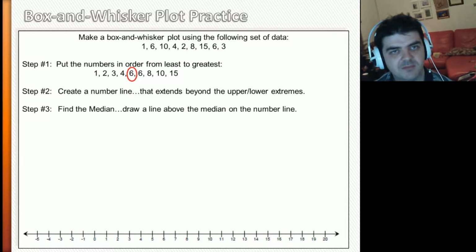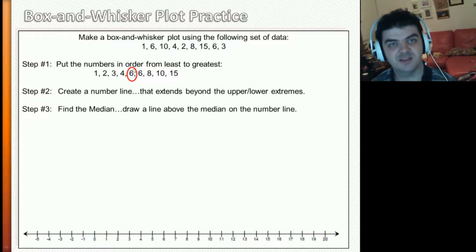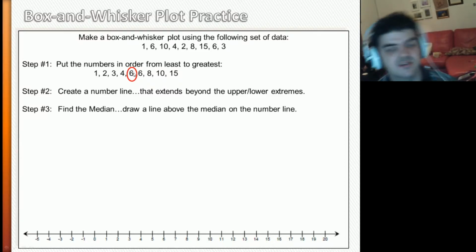To find the median, we find the middle value. You can do your stroking off from the top and the bottom: one from the top, one from the bottom, one from the top, one from the bottom. You'll find that the middle number in this case is 6, and there are 4 values that side, 4 values that side. We draw a line above the median on the number line, so we would draw a line above the 6, like so.